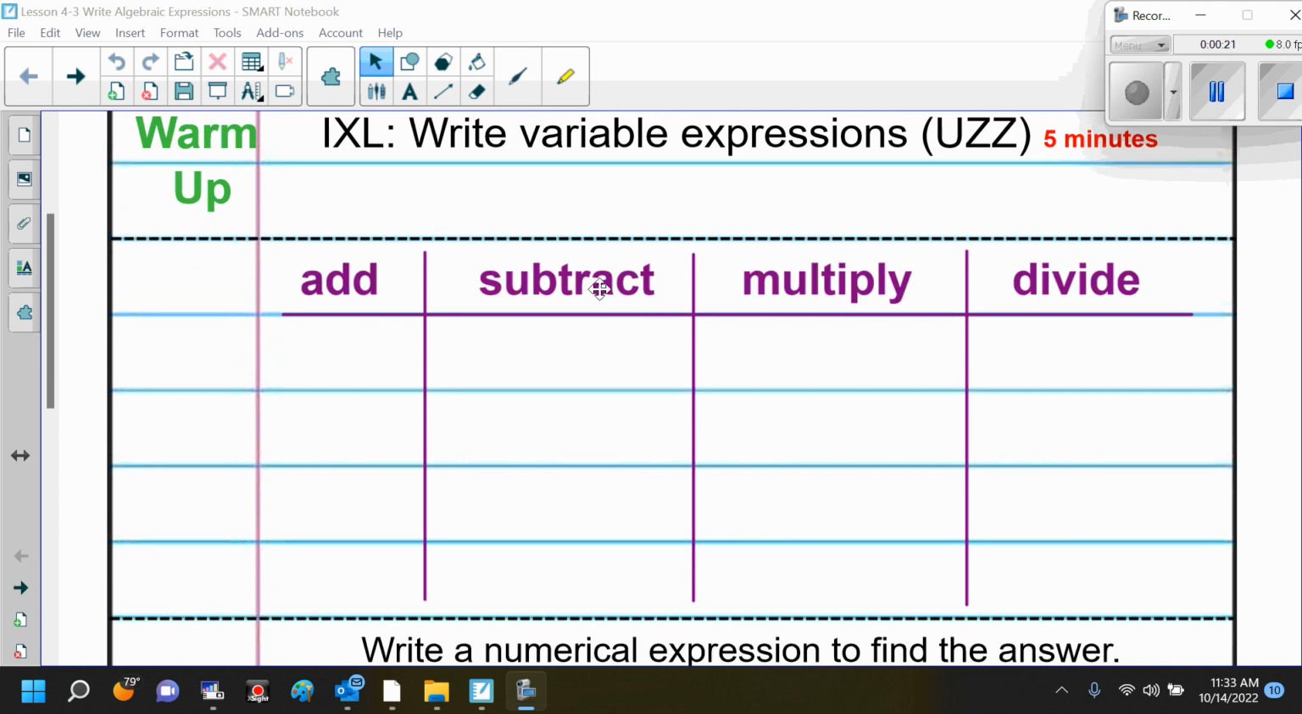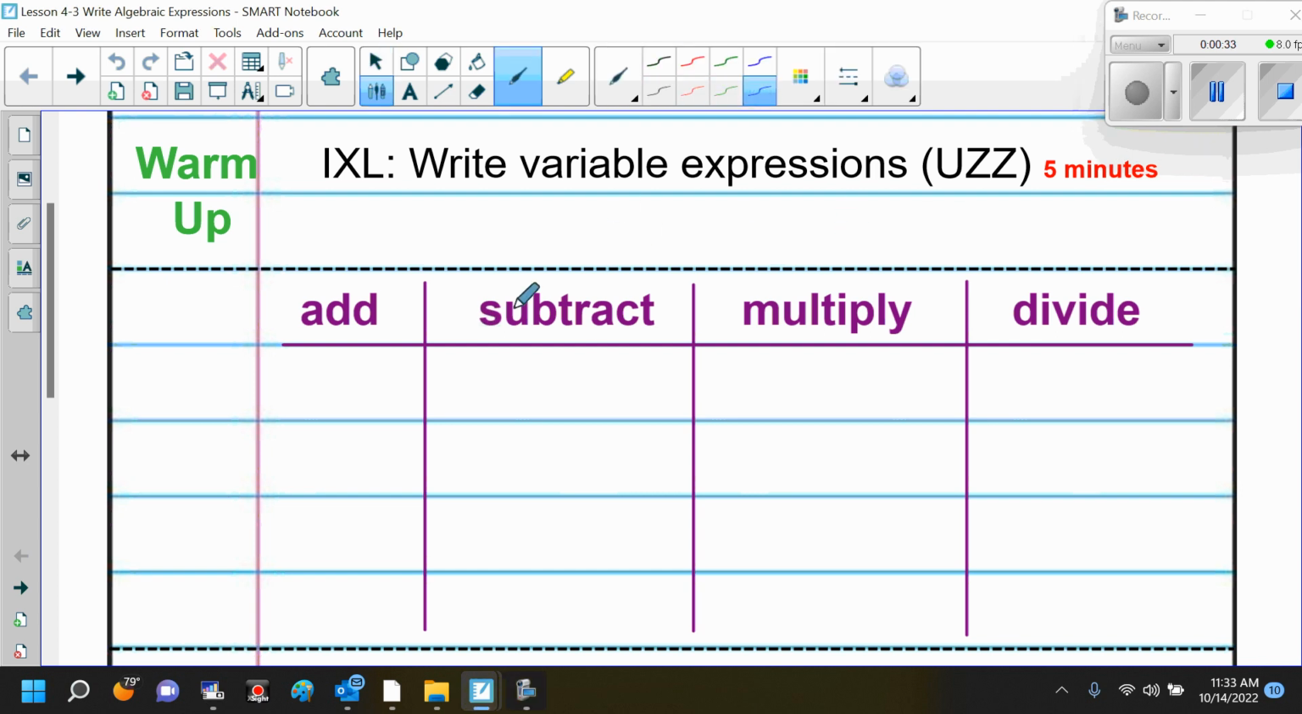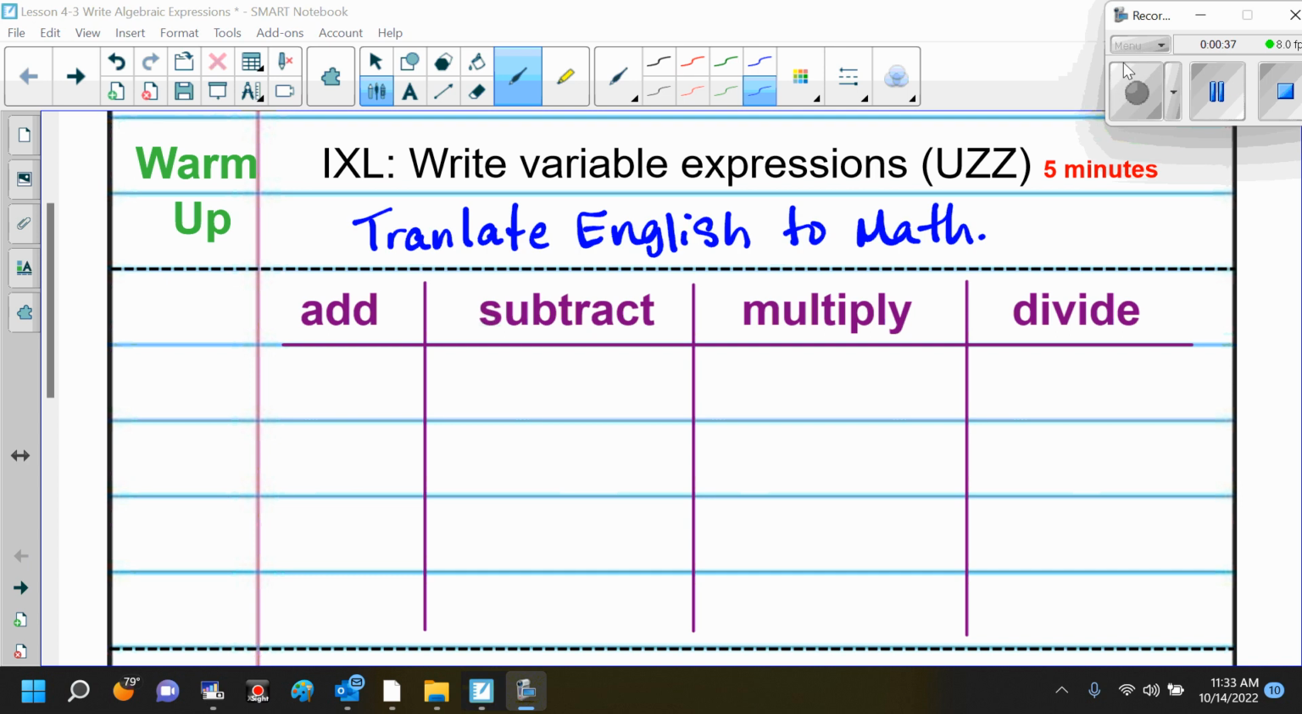So here, when we are writing variable expressions, when we're writing new algebraic expressions, that's actually just translating English to math. Okay, make sure you write that down. Like if you were in a foreign language class, some words mean something else. So here we want to know what words in English tell us that we need to add, subtract, multiply, or divide.